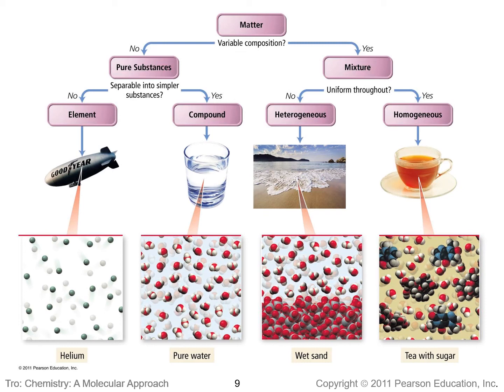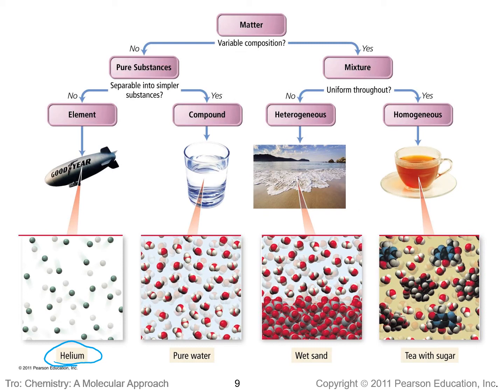If we're talking about a pure substance, we can break that down further as well. Can we separate it into something simpler by chemical means? So can we break it apart further? If we can't, then it is classified as an element. So an example of that would be helium. But we can look on our periodic table, and there are lots of different elements that are possible.